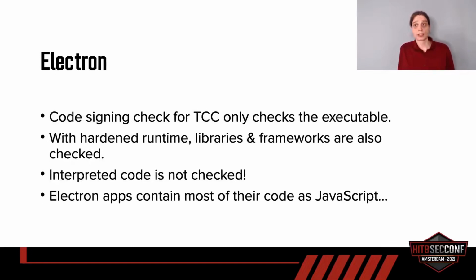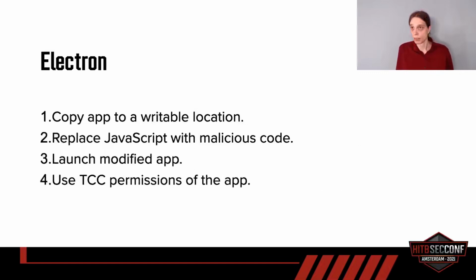And also what Dan mentioned is that the code signing check only checks the executable itself. Now with a hardened runtime, this also means that the libraries and frameworks are being checked, but any interpreted code within the application is not checked automatically by Gatekeeper, only if an application is downloaded from the internet. And the Electron apps contain most of their code as JavaScript files. So there's this attack that works on all Electron applications. You copy the application to a writable location. If it's an application, so you cannot just change it.